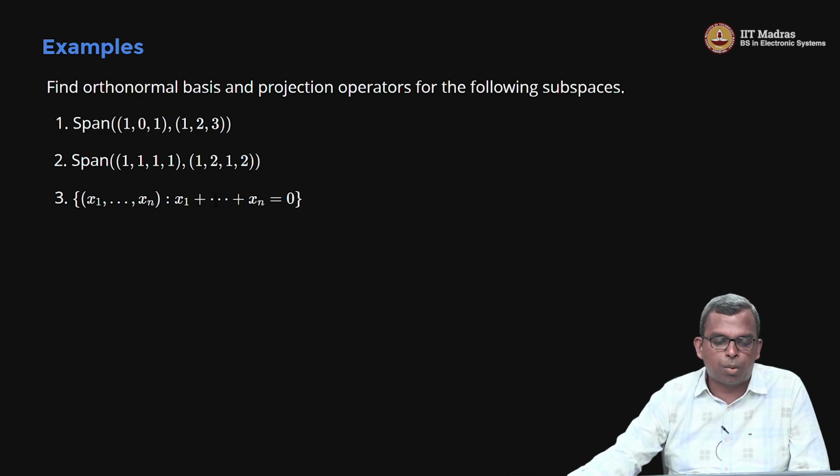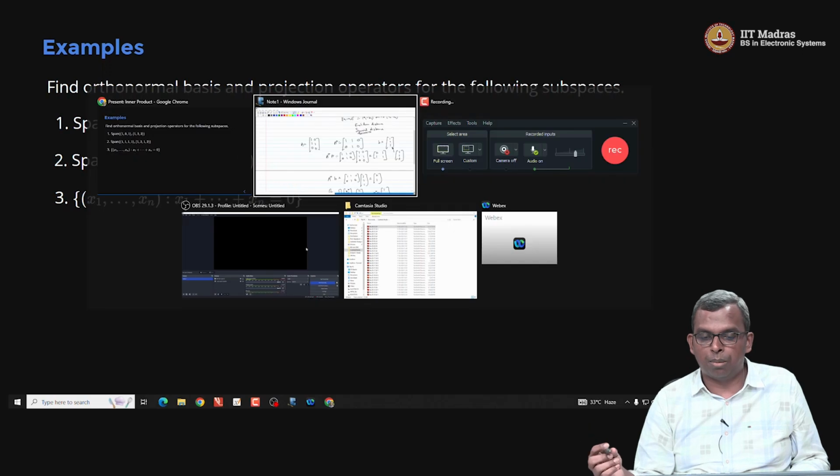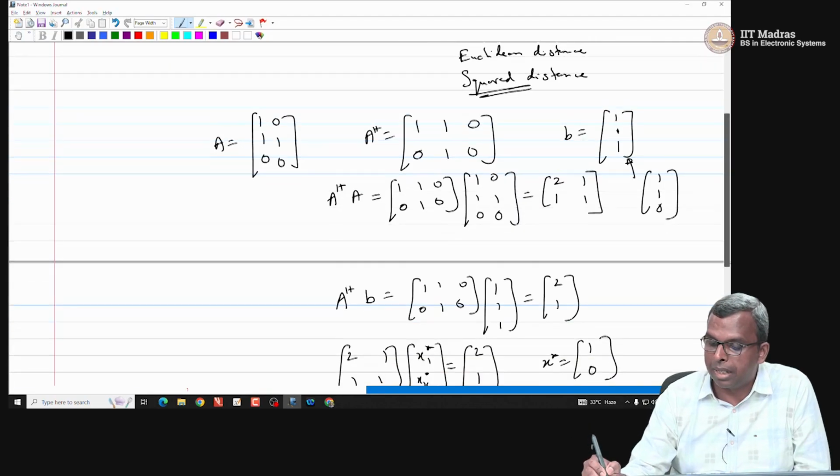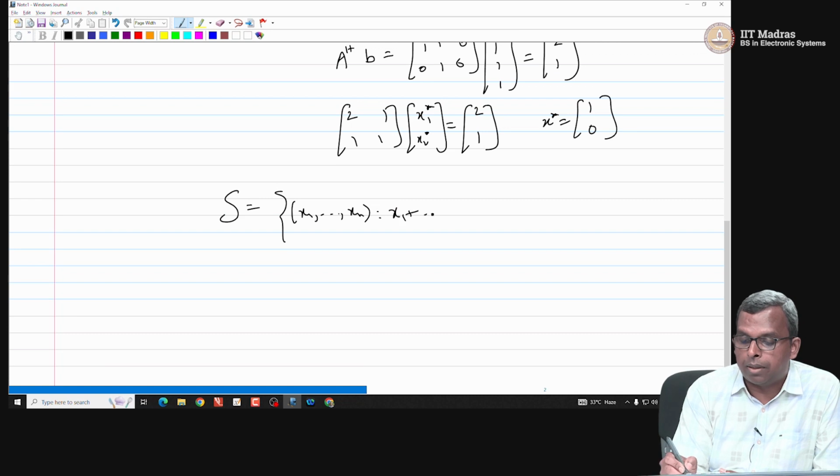So try this problem on your own. Look at the basis. The basis may be close to orthonormal. Maybe let me at least get you started on it. What do I mean by that? Let's do that. My subspace is the set of all x1 to xn such that x1 plus so on till xn equals 0. What is the basis for it?